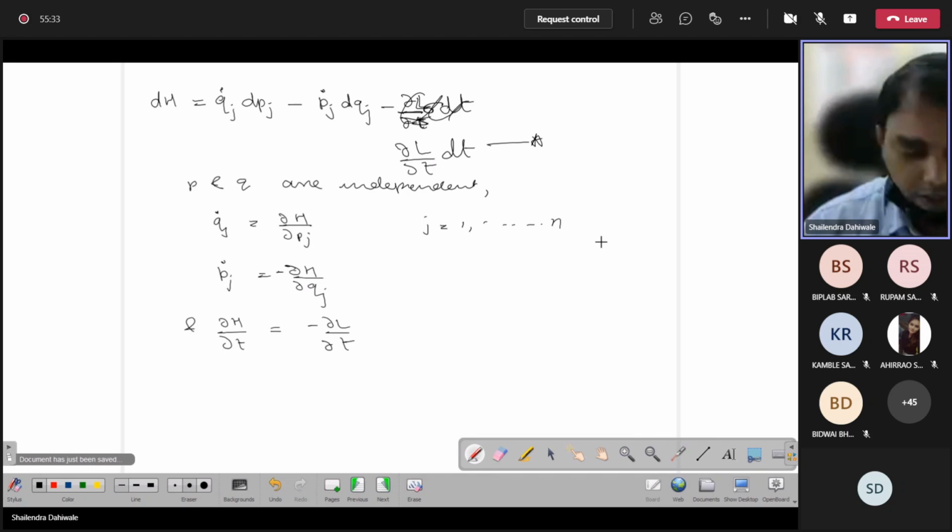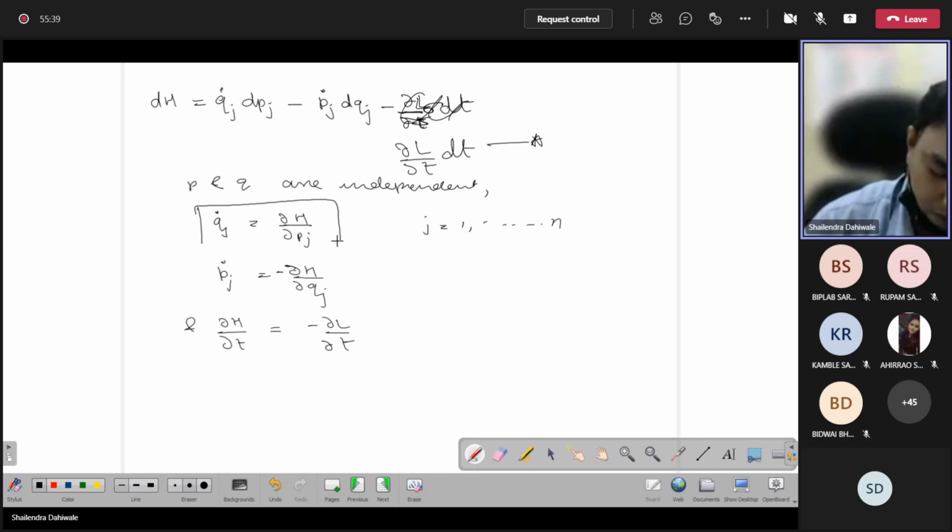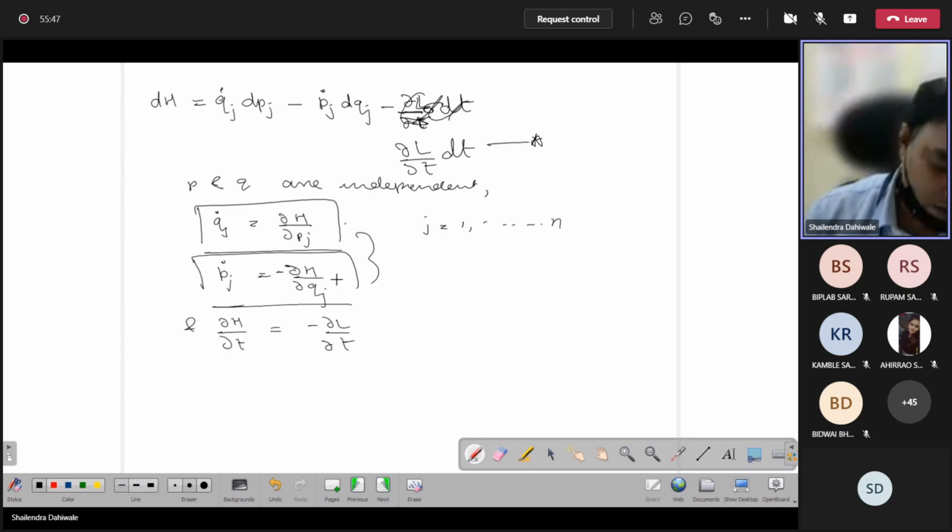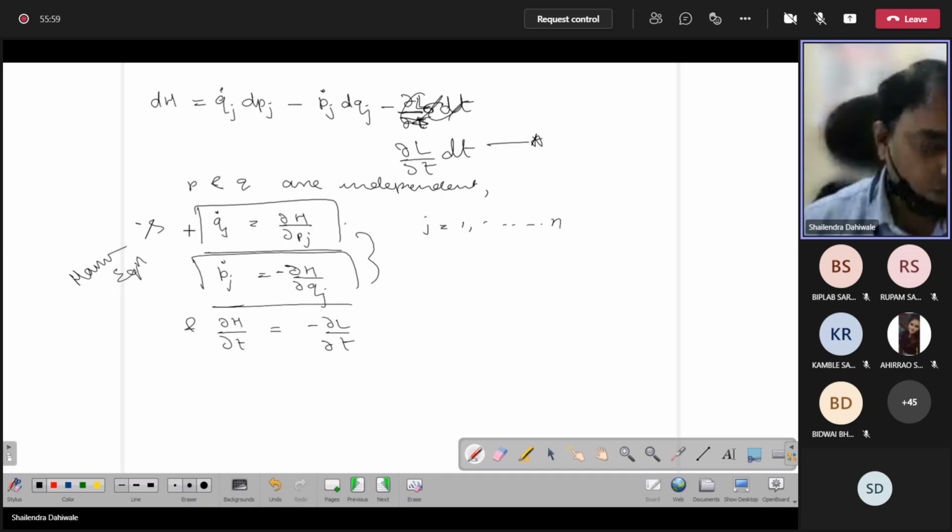So these are n first order differential equations, right? This is a first order differential equation, this is a first order differential equation. So in total 2n first order differential equations. And these equations are basically called Hamilton's equations, or sometimes called canonical equations.